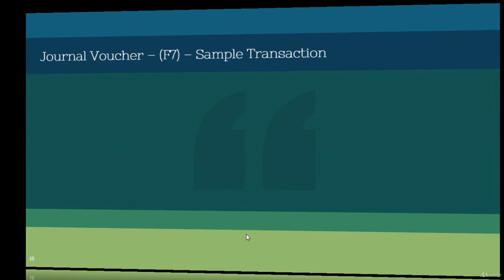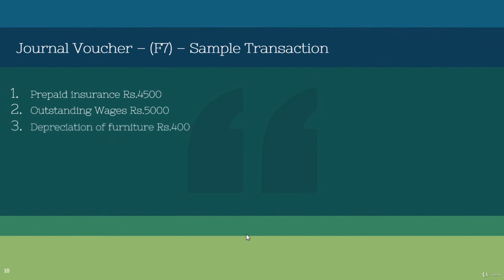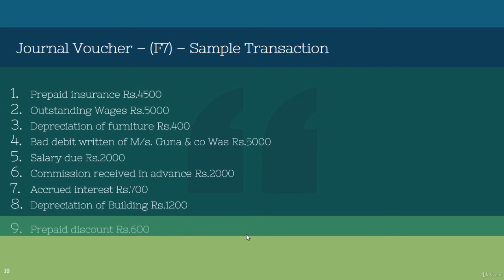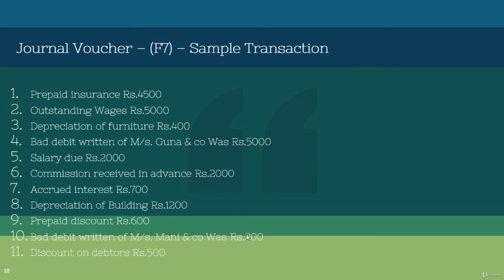Here are sample examples: prepaid insurance 4,500, outstanding wages 5,000, depreciation furniture 400, bad debts written off Guna company 5,000, salary due 2,000, commission received in advance 2,000, accrued interest 700, depreciation building 1,200, prepaid discount 600, bad debts written off Manico company 200, discount on debtors 500. So these are sample transactions we use in the journal voucher.